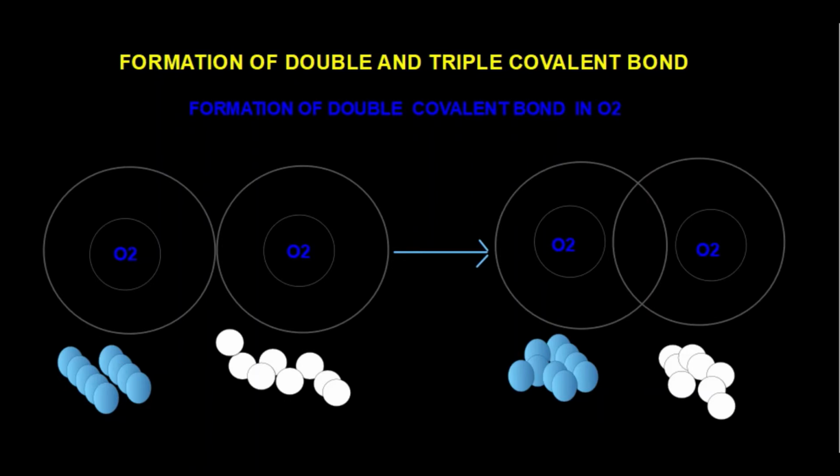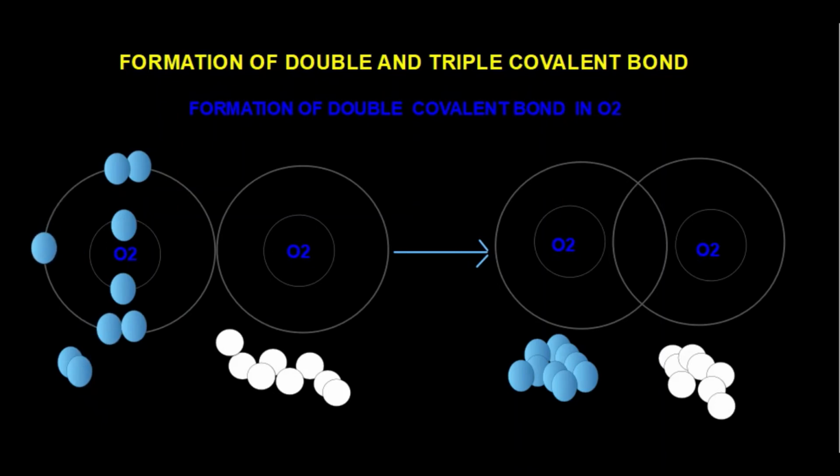We can also represent this structure with the help of electron dot model. Now we will see the electron dot model for the formation of oxygen molecule. Here we will place 2 electrons in the first shell of this oxygen, that is in the K shell. We place 2 electrons, 1, 2. In the L shell we will place 6 electrons. So we write 6 electrons here. 1, 2, 3, 4, 5, 6. So in this way we place 6 electrons in the valence shell of this oxygen atom.